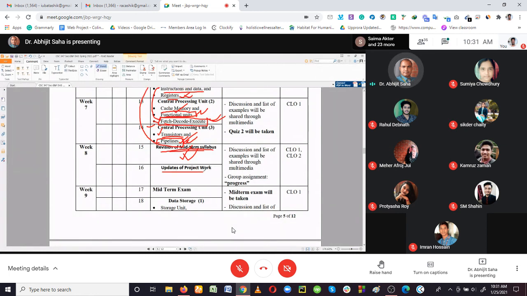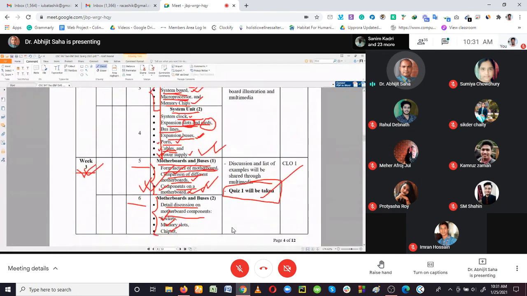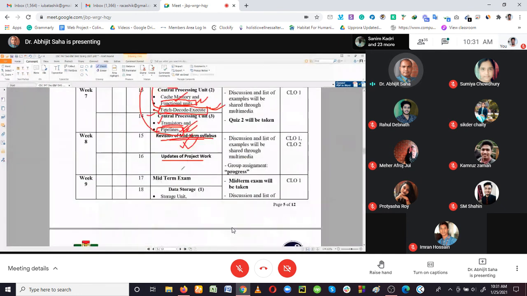Updates of the project. This is the assignment I have given to you, the project. We are going to have a meeting with a one-hour discussion of your updates: how much work you have done and how it is progressing. You are going to inform me how much of your project work you have done, and if there is any need, I am going to give you feedback based on the updates you inform me of.